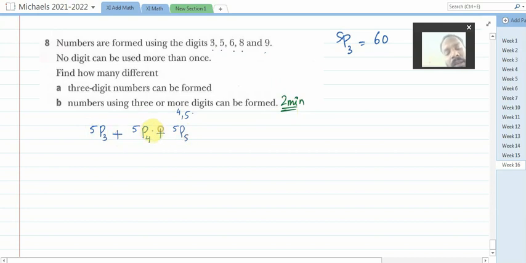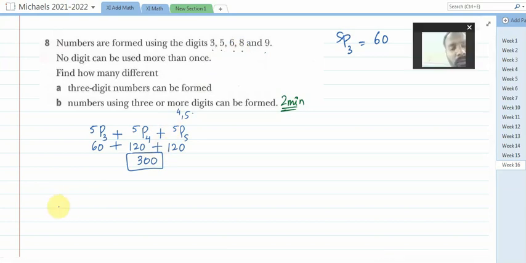So 5 permutation 3 is equal to 60. 5 permutation 4 is 120, and 5 permutation 5 is 120 as well. 120 plus 120 is 240, and 240 plus 60 is 300. So that is your answer. Alright, if you are using the 5 digits 3, 5, 6, 8 and 9, and you are going to make 3-digit, 4-digit and 5-digit numbers, there are a total of 300 possible outcomes using just 3, 5, 6, 8 and 9, and that is your final answer. Alright, so I hope all of you are getting it.